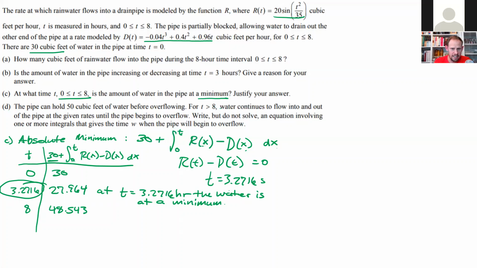For T greater than 8, water continues to flow into and out of the pipe at the given rates until the pipe begins to overflow. Write, but do not solve, an equation involving one or more integrals that gives the time W when the pipe will begin to overflow. All right, well, that's really not so hard. This is the amount of water in the pipe, and we're saying it will overflow when it hits 50.